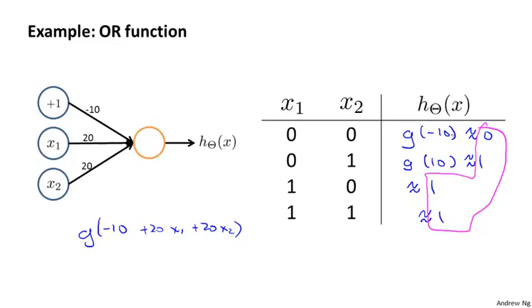So hopefully with this, you now understand how single neurons in a neural network can be used to compute logical functions like AND and OR and so on. In the next video, we'll continue building on these examples and work through a more complex example. We'll get to show you how a neural network with multiple layers of units can be used to compute more complex functions like the XOR function or the XNOR function.